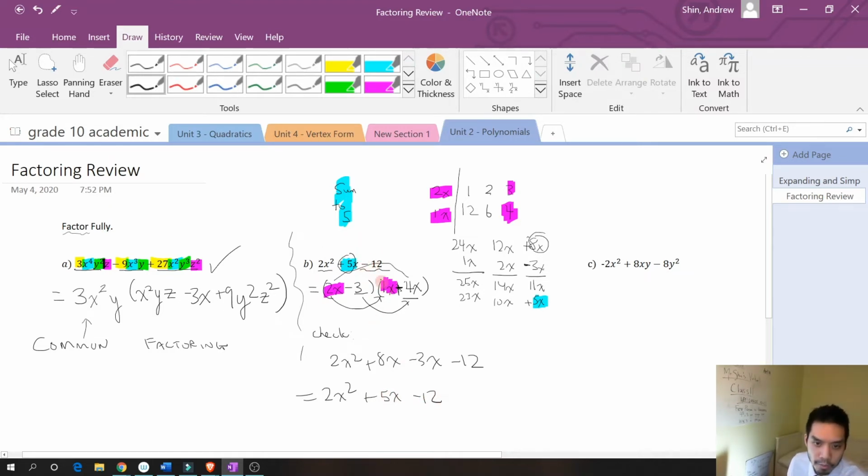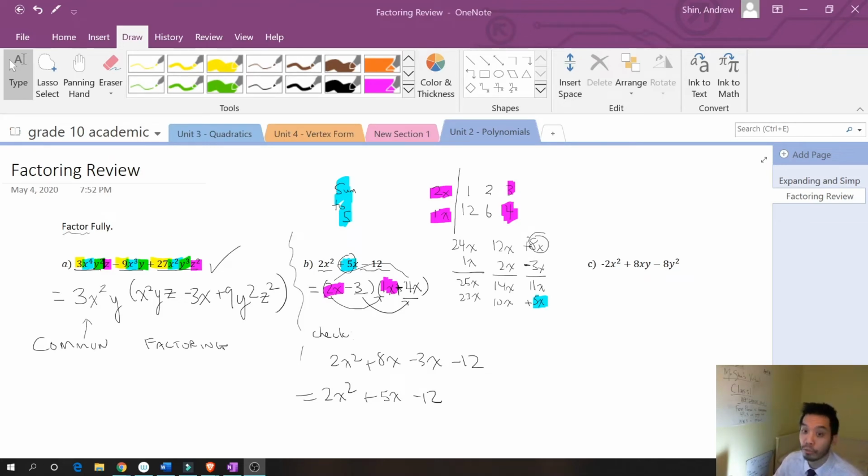So we've divided them. They basically asked us to find the area, and this is our length, and this is our width. All right, part C, minus 2x squared plus 8xy minus 8y squared. So we have to fully factor this. Remember to always check the first type of factoring we learned, which is common factoring.